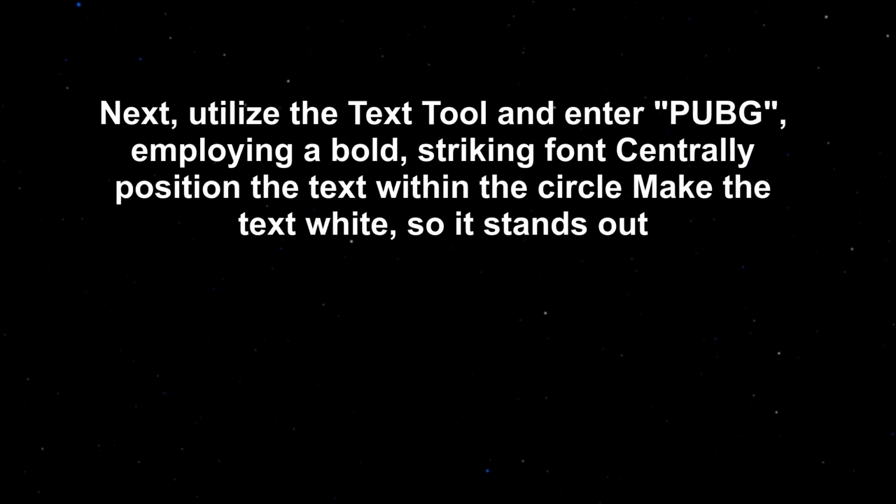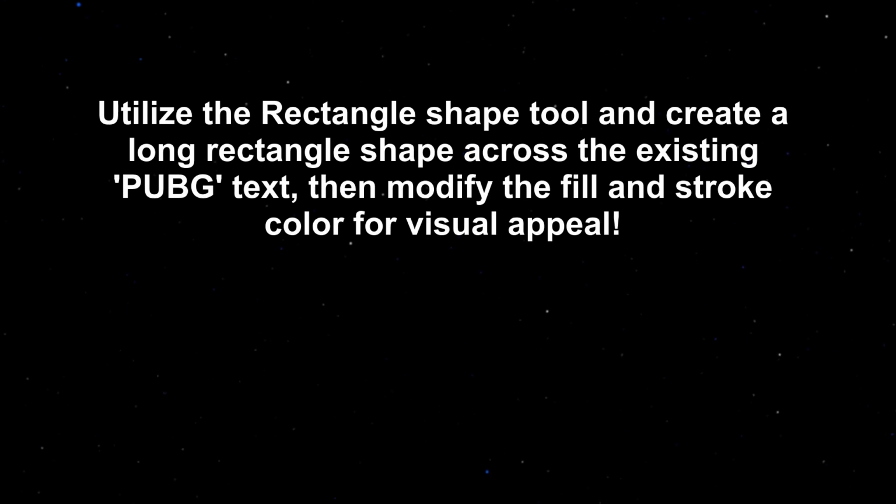Next, utilize the Text tool and enter Pubg. Employing a bold, striking font, centrally position the text within the circle. Make the text white so it stands out. Utilize the Rectangle Shape tool and create a long rectangle shape across the existing Pubg text. Then modify the fill and stroke color for visual appeal.